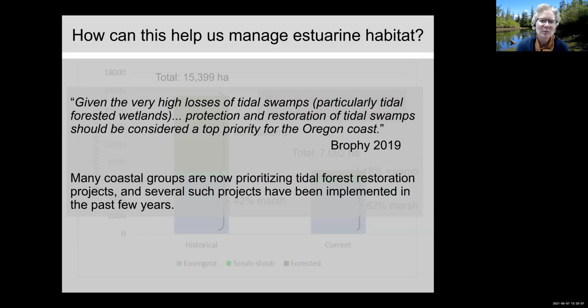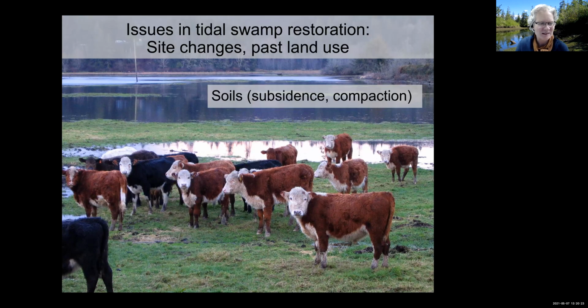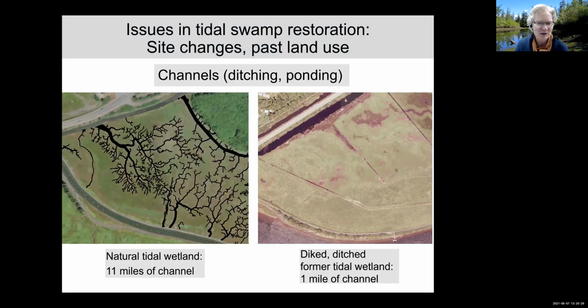Many coastal groups are now prioritizing forested tidal wetland restoration. And there are a number of projects that have looked at methods for doing this. The basic steps are similar to other tidal wetland restoration. Choose appropriate sites, restore tidal flows, plant woody species, but there are some challenges related to things like soil subsidence and compaction and the loss of channel system complexity, which in the dike system is much less.